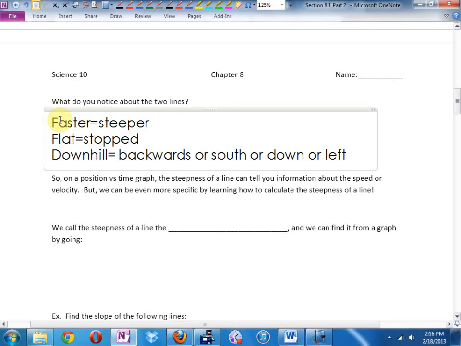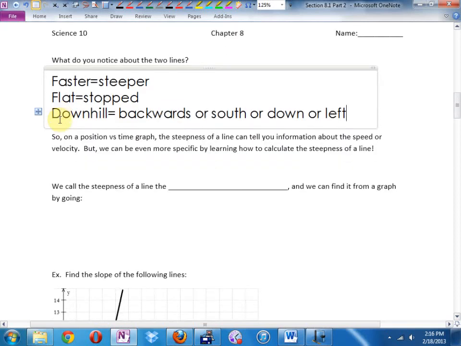However, we can be even more specific. The steepness of a line tells us on a position time graph your speed, but we can be even more specific. We can actually then calculate the speed. And you may have started learning about this in Math 10. My Block C's learned about this about half an hour ago. So I timed this on purpose this way, Amy. What do we call the steepness of a line, Amy? Begins with the letter S. Slope.